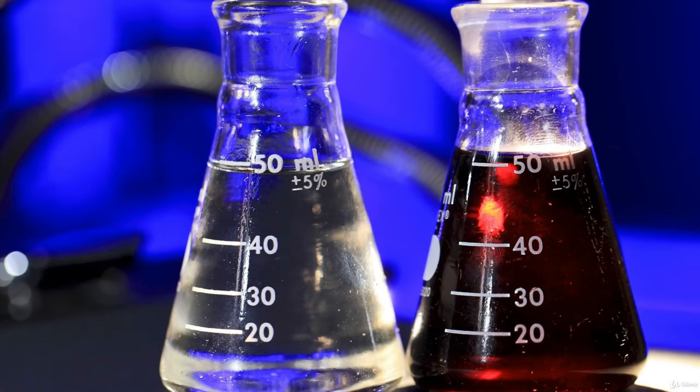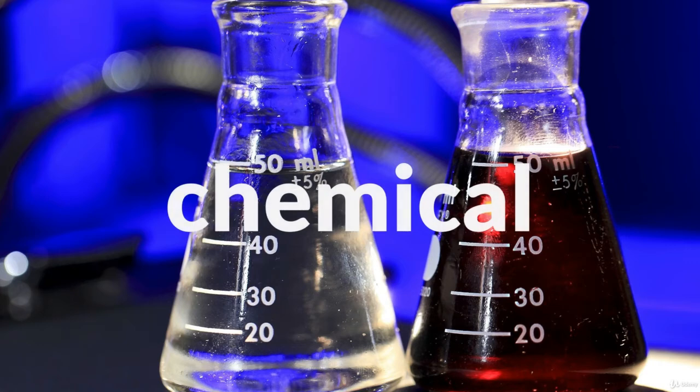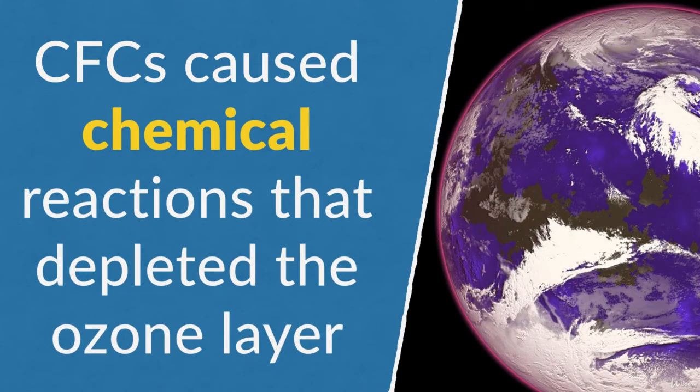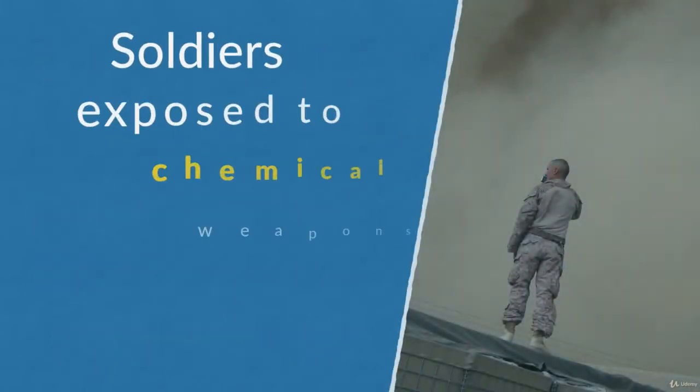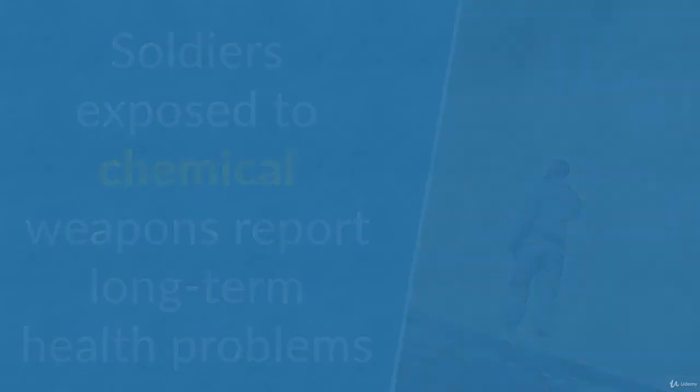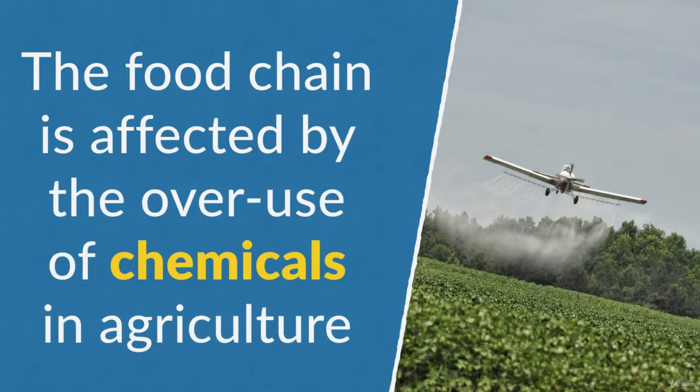And the next word is chemical. A chemical is the substance that something is made of, and it's also connected with reactions between substances. For example, CFCs caused chemical reactions that depleted the ozone layer. Soldiers exposed to chemical weapons report long-term health problems. The food chain is affected by the overuse of chemicals in agriculture.